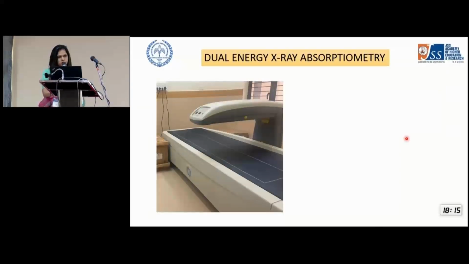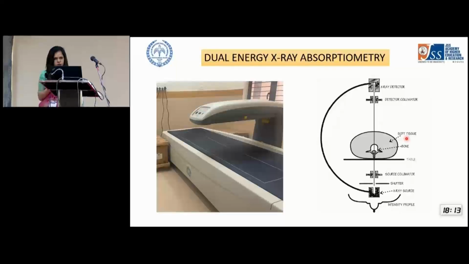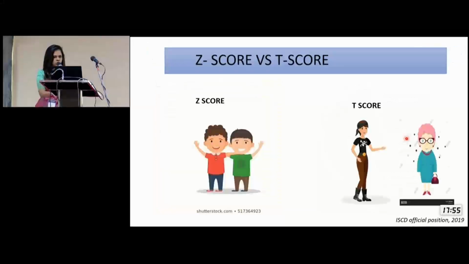But when you look at the broad principle of dual energy X-ray absorptiometry, now this is our brand new machine which we got just a year back. You pass 2 X-rays with different energies, and then you subtract the soft tissue from the bone, and then you get the bone mineral density.